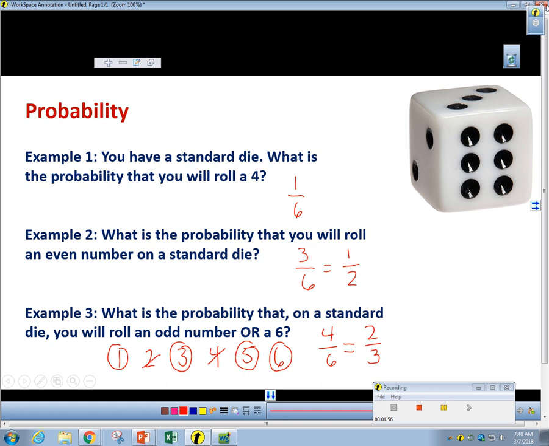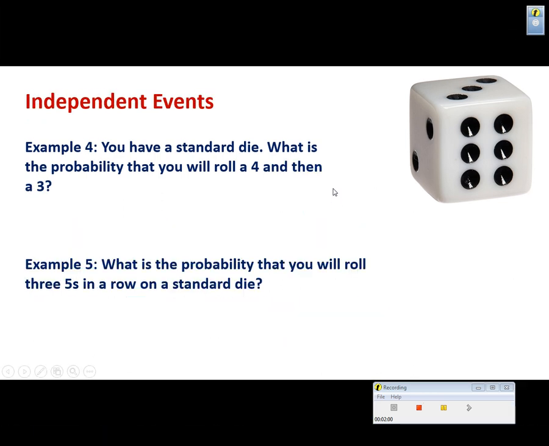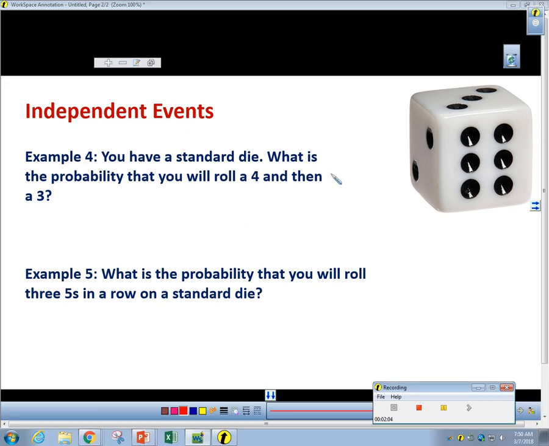Now we can get a little more complicated when we get into what are called independent events. Independent events are events where we have to combine their probabilities together, but each event is separate. They don't affect each other. So here we have a die again. What's the probability we will roll a 4 and then a 3?